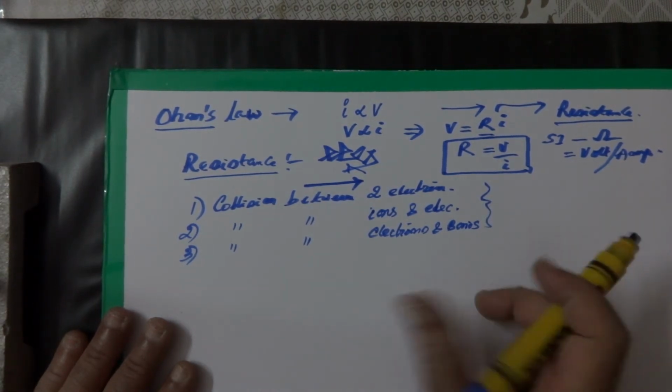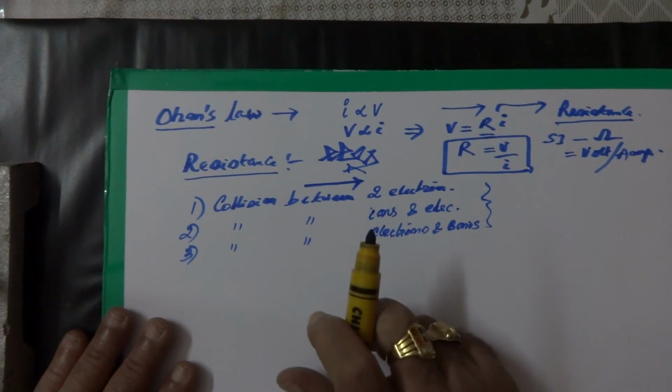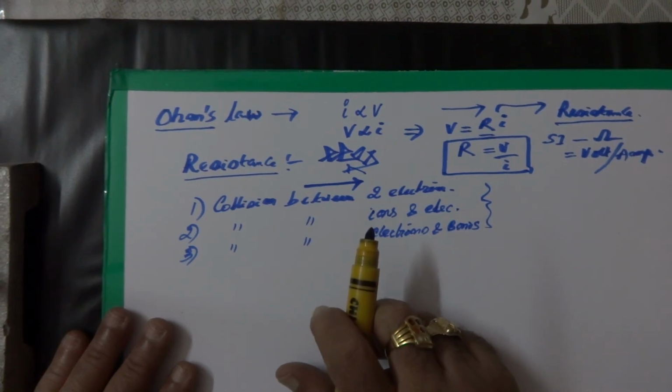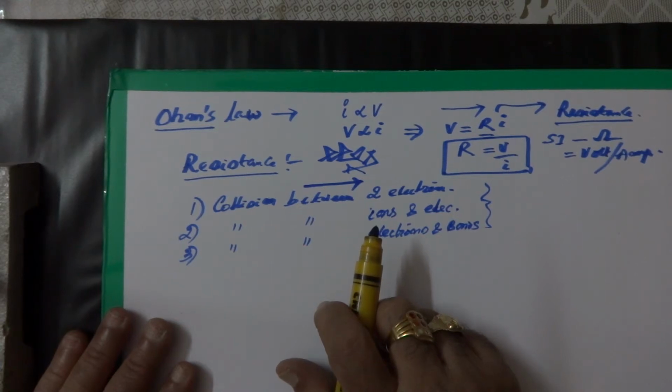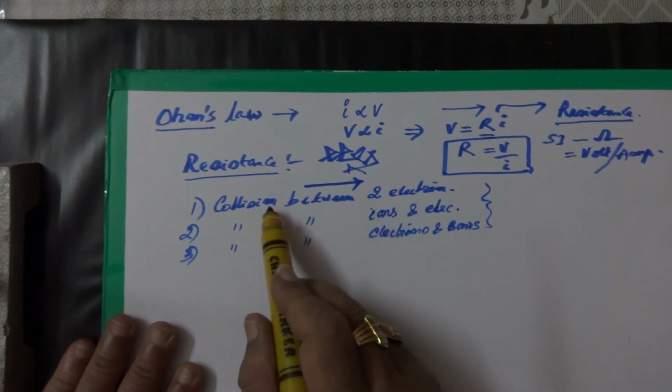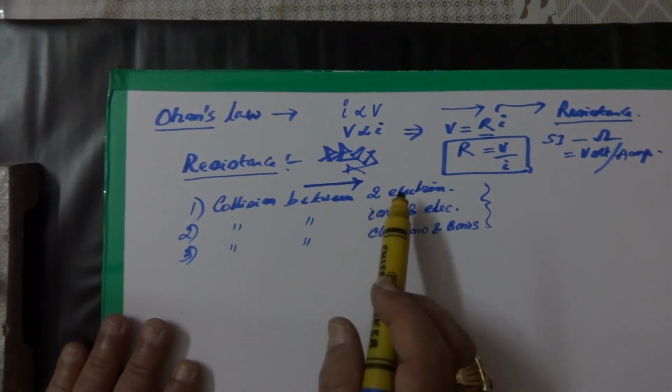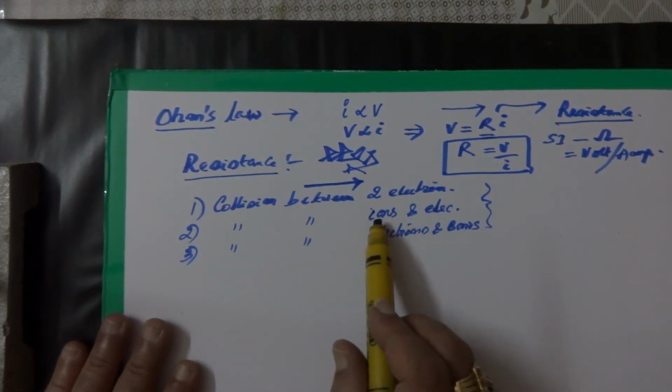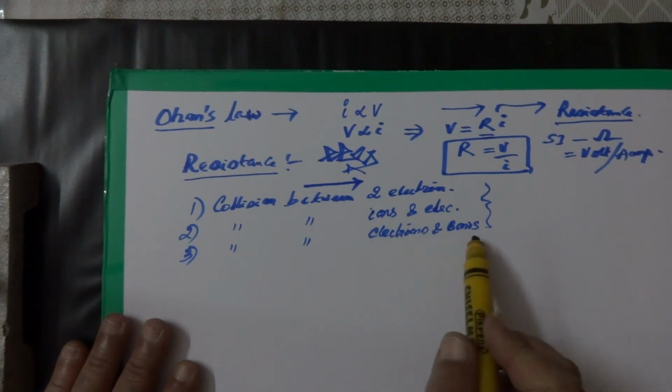So just like friction, this resistance opposes the flow of charge. The more the resistance, the less the current. So this resistance is basically caused by these three: collision between two electrons, collision between ion and electron, collision between electrons and bonds.